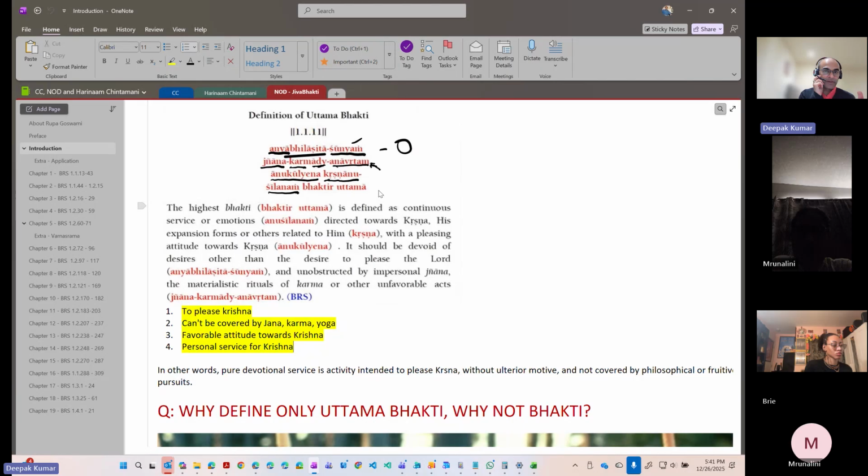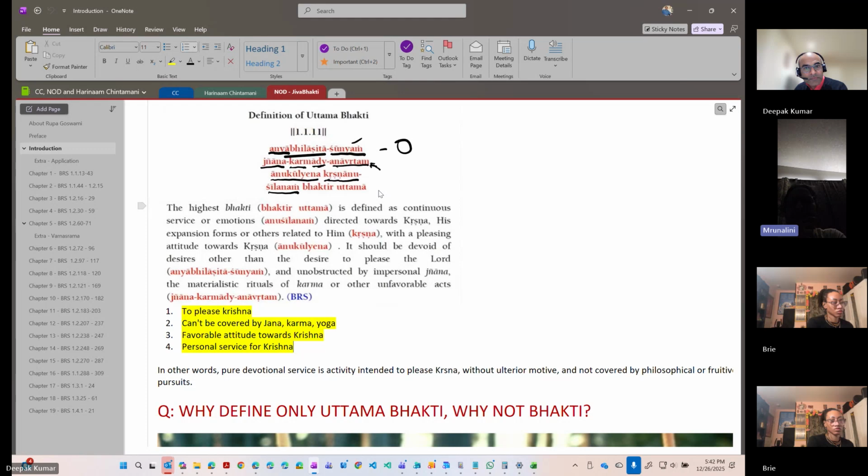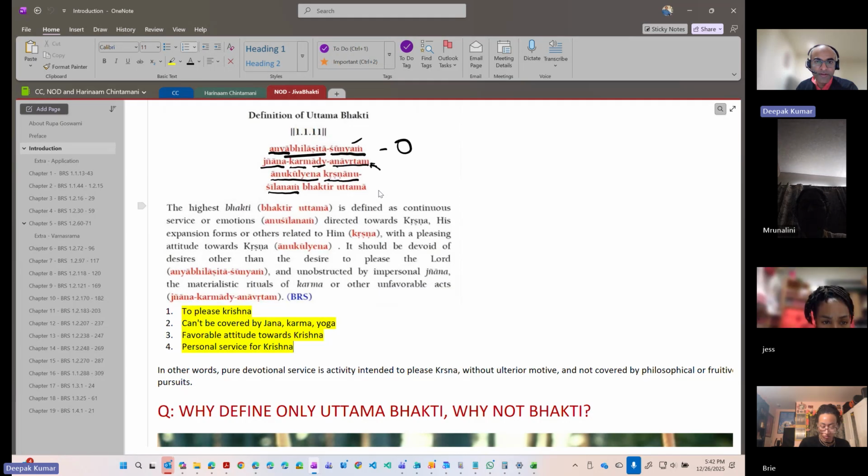Third point. Third line. What is ānukūlyena kṛṣṇānu? In favor of Krishna. Yes, which is favorable to Krishna, right? Ānukūlyena means favorable attitude towards Krishna, favorable, pleasing attitudes towards Krishna. Okay, so that is ānukūlyena.